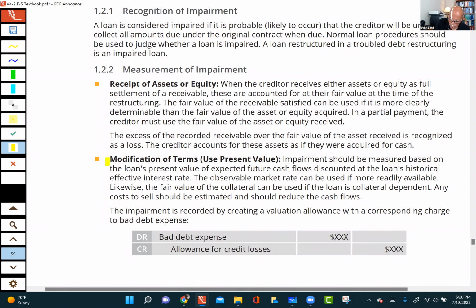So when you take a look, modification of terms, use present value, impairment should be measured based on the loan's present value of expected future cash flows, discounted. And this part was something that was dissented by some members of the FASB, using the loan's historical effective interest rate. Go ahead and flashcard that, but there were some FASB members that felt the new modified interest rate associated with that loan should potentially be used as opposed to the historical rate, but the people that were in favor of the historical rate won on that. Okay.